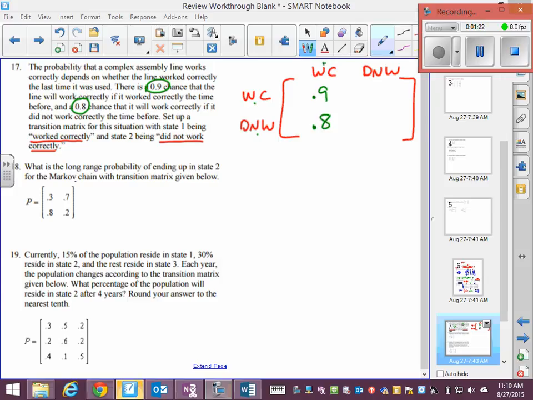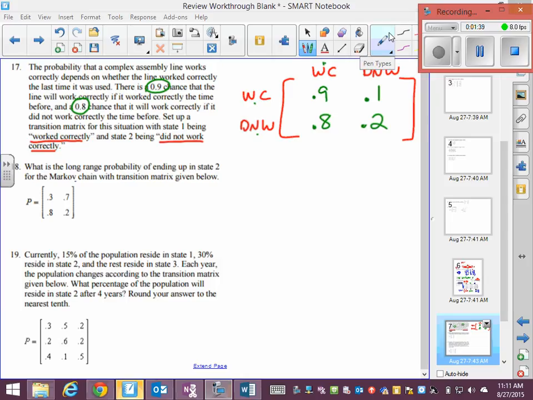And those are the only numbers they give you, but that's okay because we know from earlier that the rows have to add up to 1. So that means this number has to be a 0.1 in order to make that top row add up to 1. This has to be a 0.2. That's it.